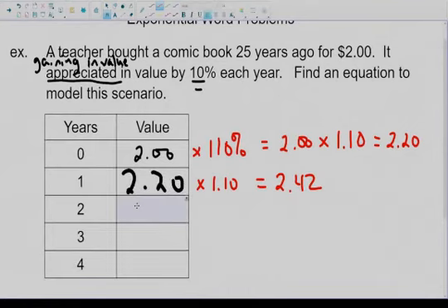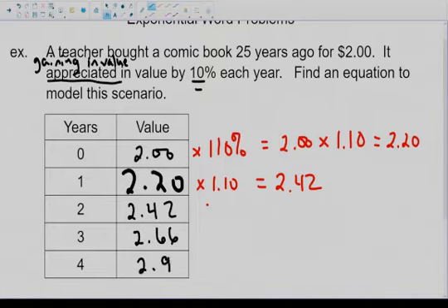So we got, this one was 2.42. This one was 2.66. And this one was 2.93 if I round it. Question about how I should round it to. And then we could keep going. Okay? So each time, all we're doing is taking the newest value and multiplying it by 1.10.